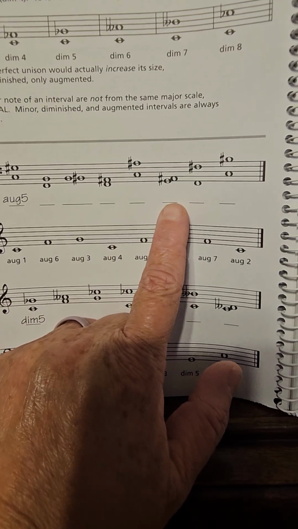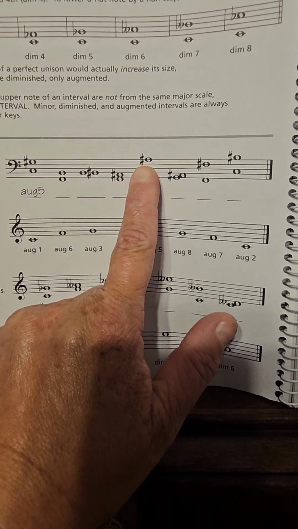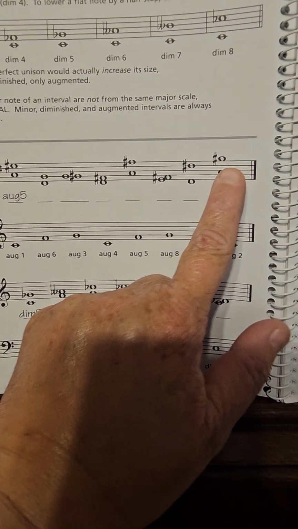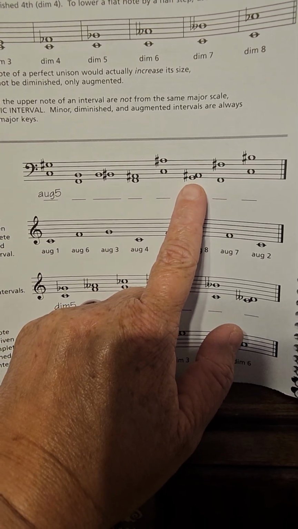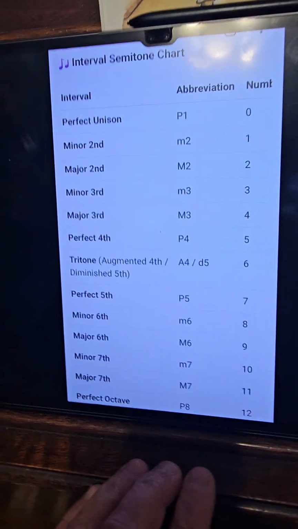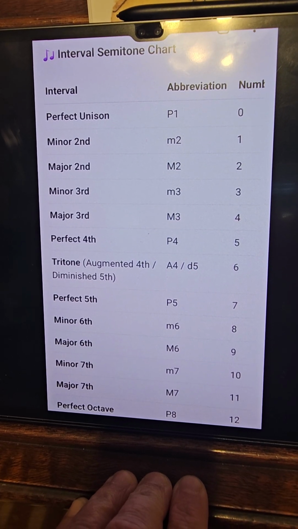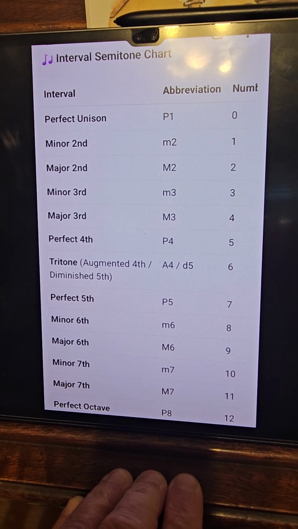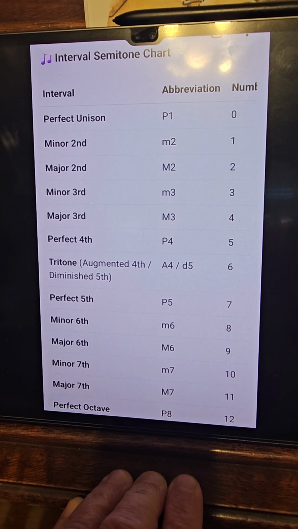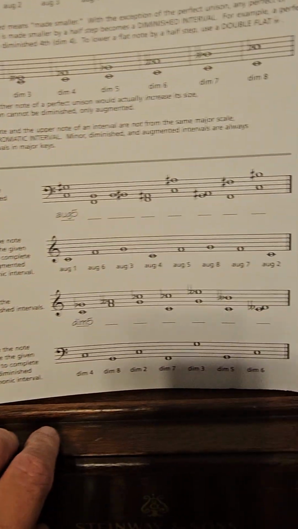So if you have questions, you can natural out these things and say, what do I got now? If it's natural, how many semitones is it? We can look over here just to make sure what we've got. And then if it's raised or lowered, then we can decide what to put. So those are all augmented.